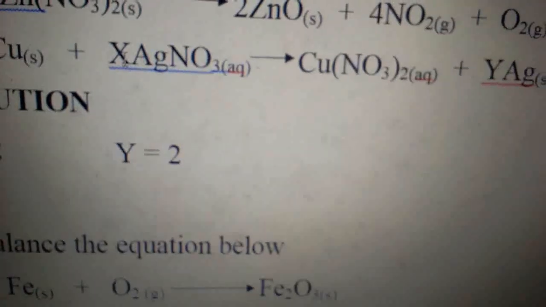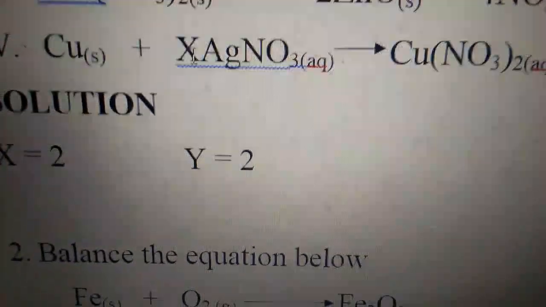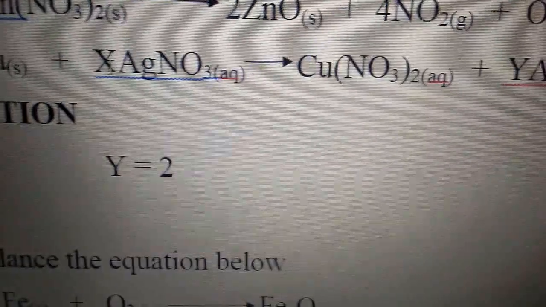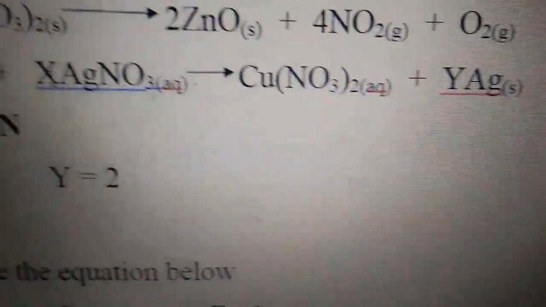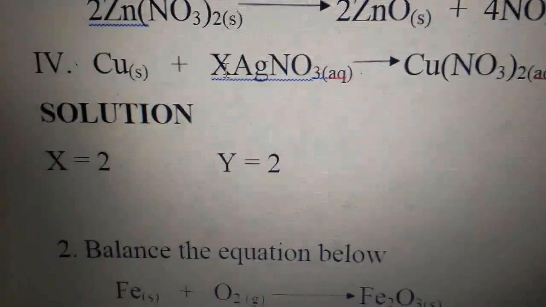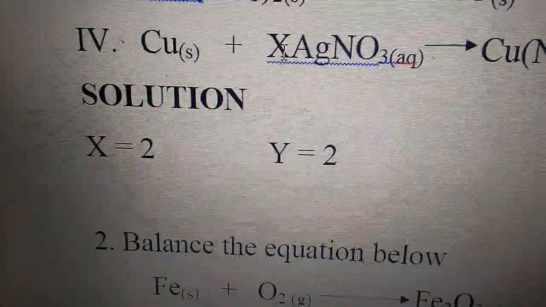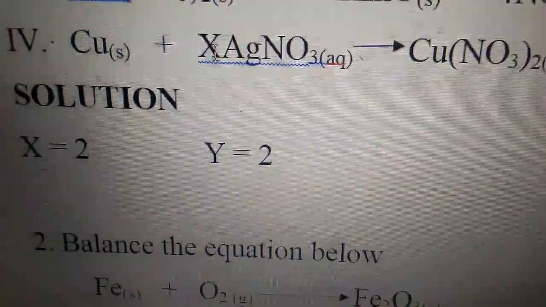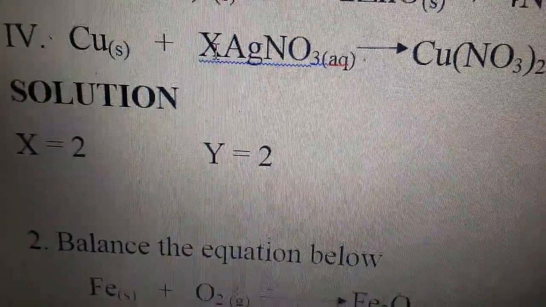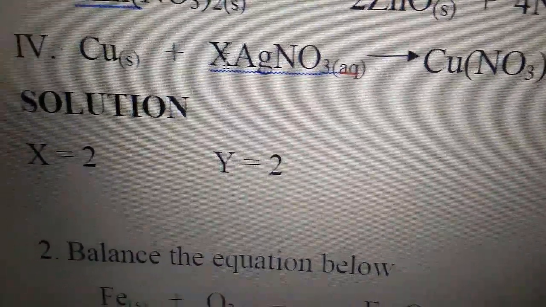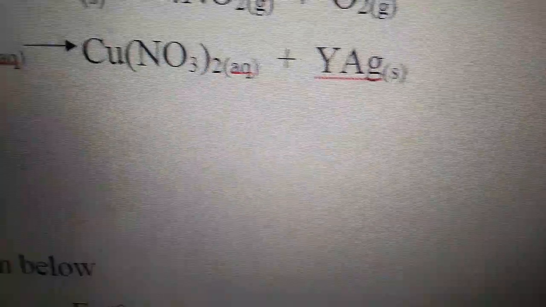Then going to example 4. Copper plus S molecules of silver nitrate gives us copper nitrate plus Y molecules of silver. To balance this equation, what do we do? It may not be difficult. You see that S covers silver, nitrogen, and oxygen. So out of these 3 atoms, silver, nitrogen, and oxygen, which of the atoms is balanced on the right hand side? Silver is not balanced, so we don't know the number in front of silver.